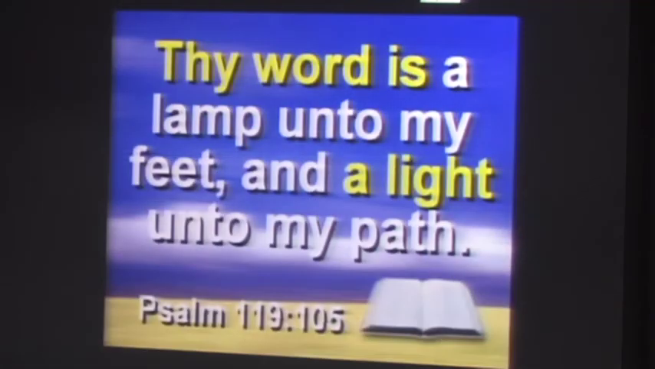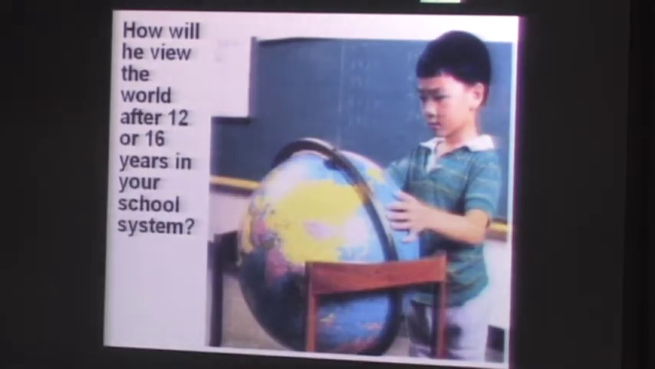God's Word is a light. Okay? Not evolution is a light. But if a kid goes 12 or 15 years to school in your school system, how's he going to view the world? Probably like an evolutionist. Why would they teach these lies? Well, some people think that if everybody believes in evolution, that will make it true. It doesn't matter if everybody believed in it. That wouldn't make it true yet, okay?